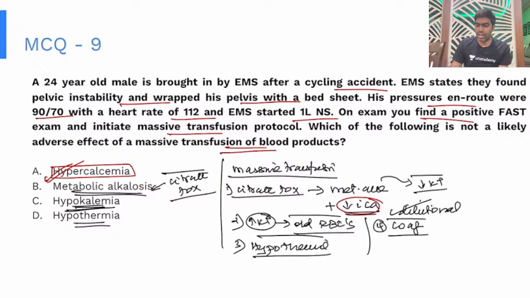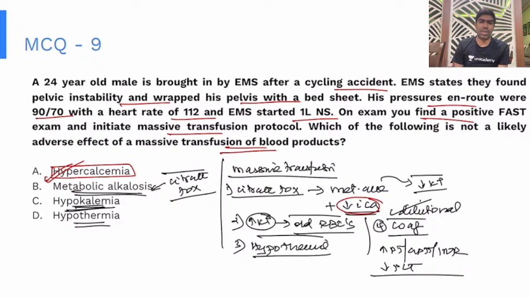And this really occurs if you don't use an adequate amount of your plasma products like FFP and platelets. So what are the features of coagulopathy? You are going to have elevated PT, APTT and INR. That is because of dilution of the clotting factors, and patients can have dilutional thrombocytopenia as well.